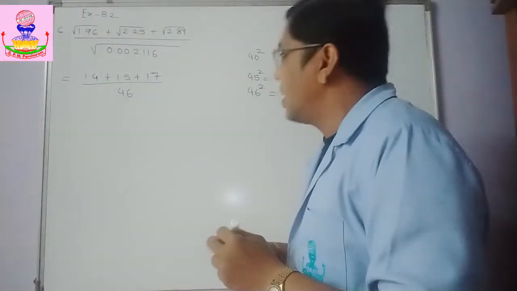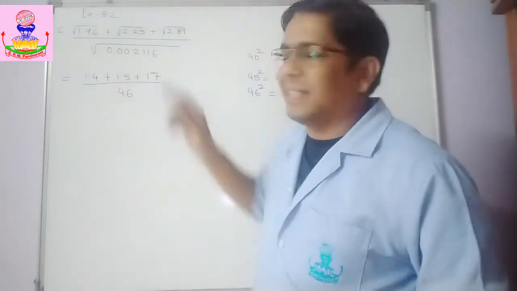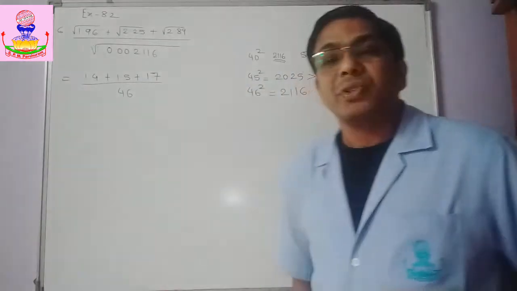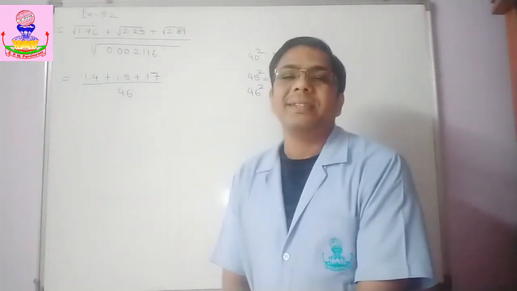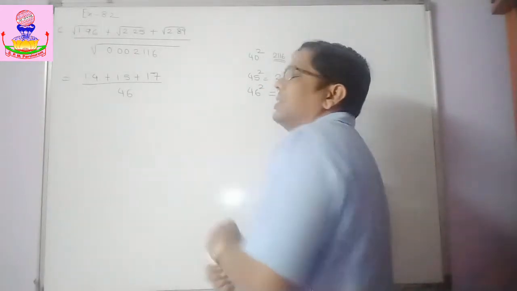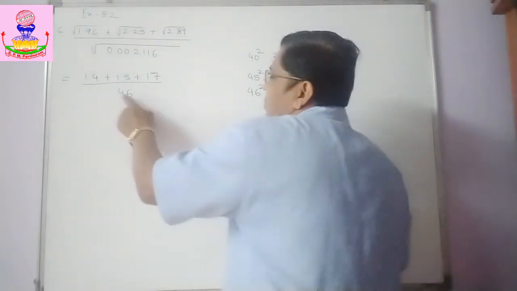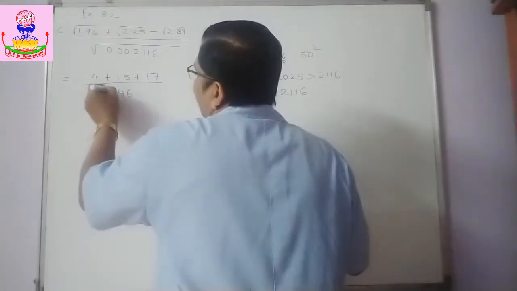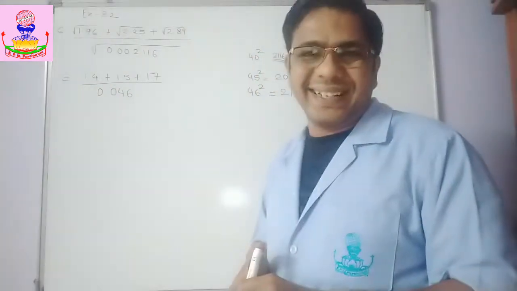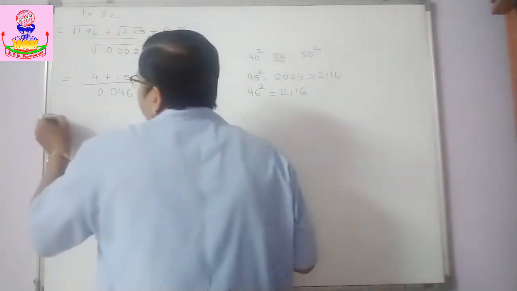Now see here, after the decimal point there are 1, 2, 3, 4, 5, 6 digits in the square of the number. So in the square root of the number there will be half of it, so 3 digits. There are only 2 digits, so we have to add one more 0 on the left hand side. So it will be 0.046.